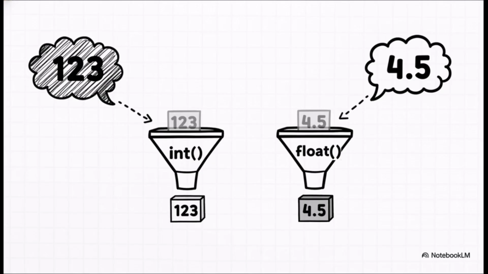Now, the most straightforward fix is something called type conversion. You're basically telling Python, hey, whatever text comes in from this input, I need you to force it to be an integer, which you do with int. Or if you need a number with a decimal, you force it to be a float. It's a direct command, and it works like a charm.